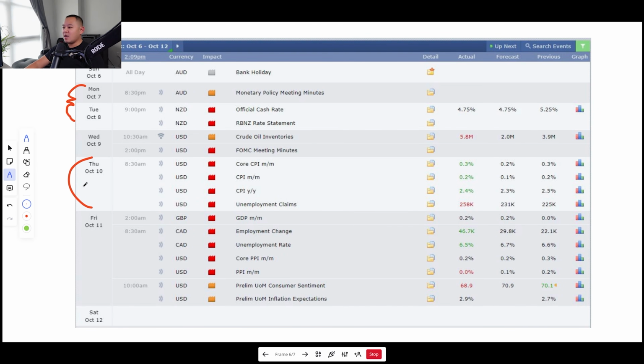Now, I have some students in my group and I'm not calling them out or anything, because I went through the same thing as well. I think it's a great example of not being aware of the calendar. Some of them are trading during London sessions, but not realizing that there's a high impact news event coming out during New York.